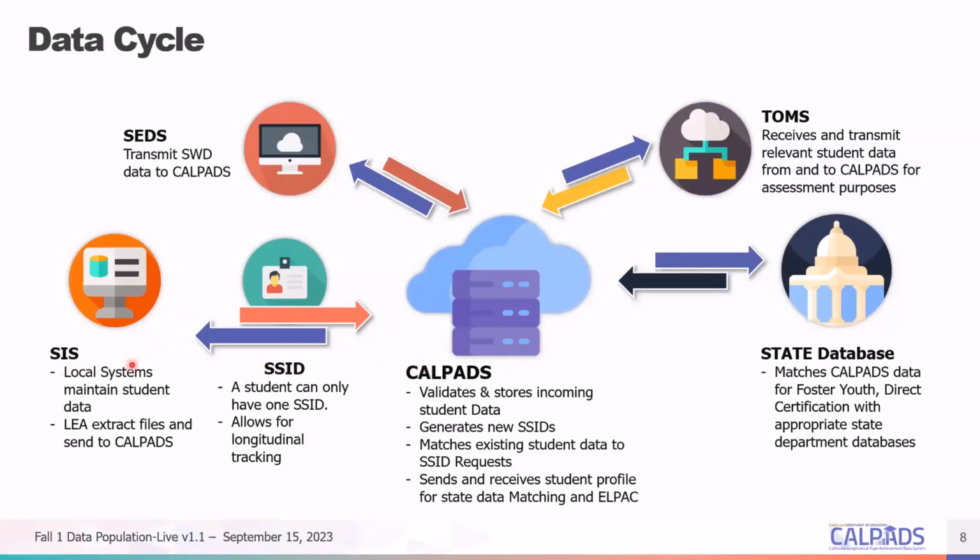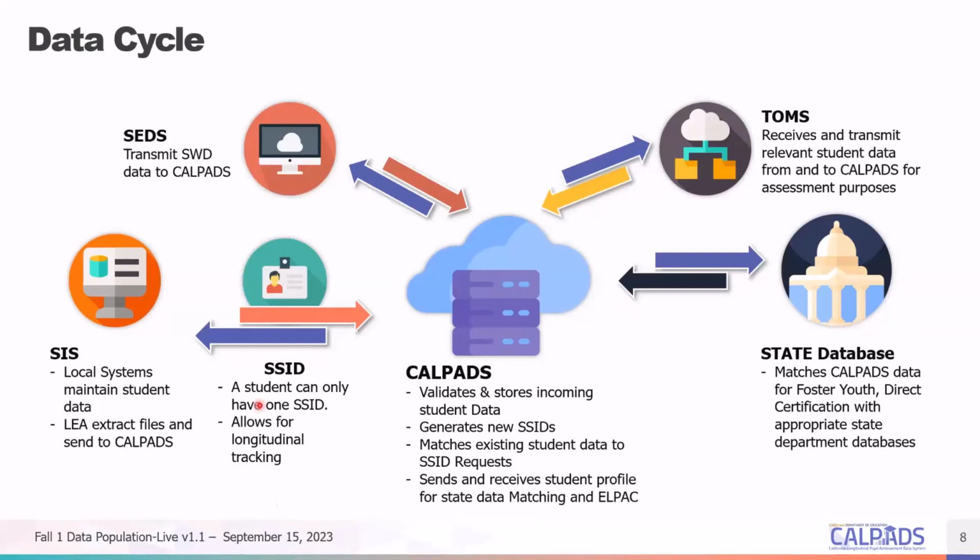In order to meet reporting requirements while preserving and protecting the personal nature of student data, each student must be assigned a statewide student identification number, or SSID. Once the SSID is obtained, a student's enrollment and associated data can be reported and tied to the student in CalPADS. This process of obtaining SSIDs and reporting student information is called SSID enrollment.